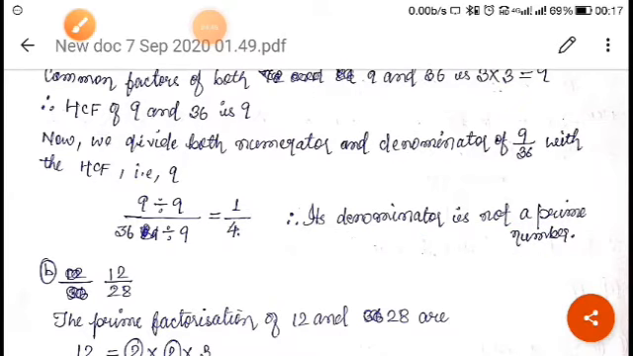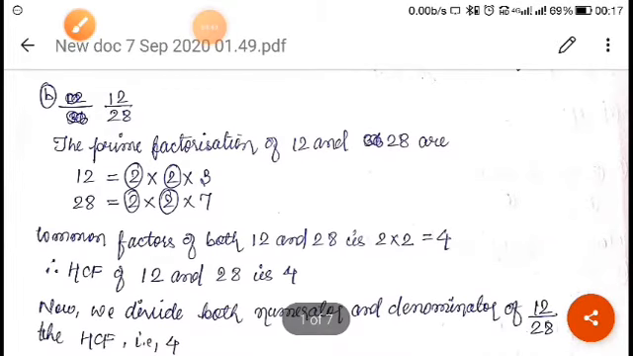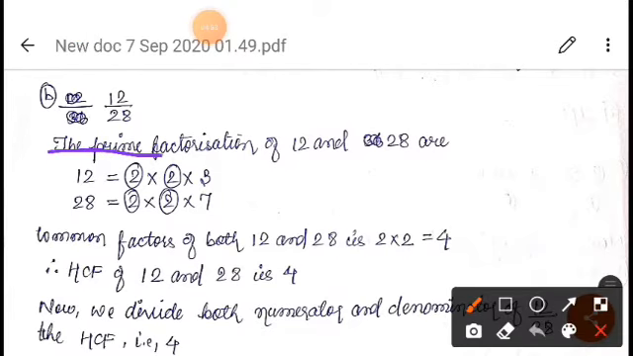Now one more question we will see. Next is the question 12 by 28. Again we have to first find the prime factorization. As you can see, the prime factorization of 12 is 2 into 2 into 3, and for 28, it is 2 into 2 into 7.